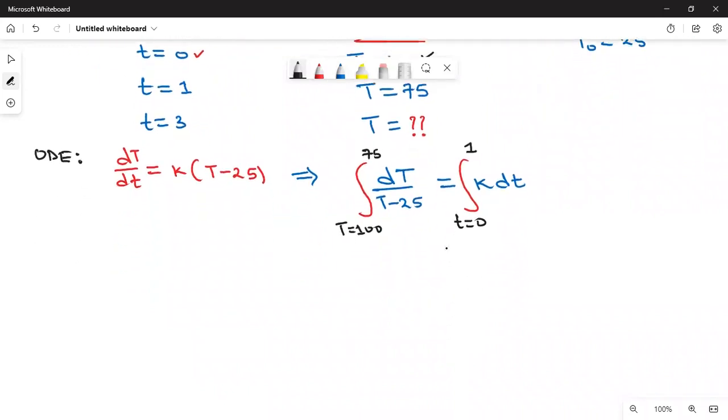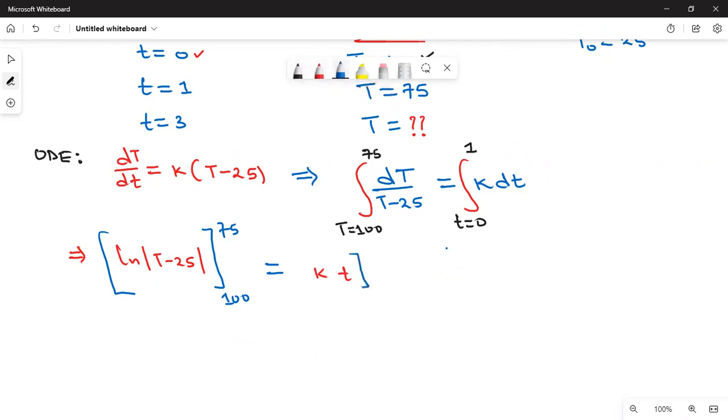So what do we get on the left-hand side? When you integrate, we are going to get ln of T minus 25, and the limits are from 100 to 75. On the right-hand side, we are going to get k times t. Of course, don't write a constant of integration because we know the limits of integration. In this case, our limits of integration for time t is from 0 to 1.